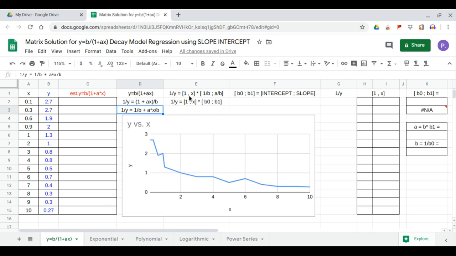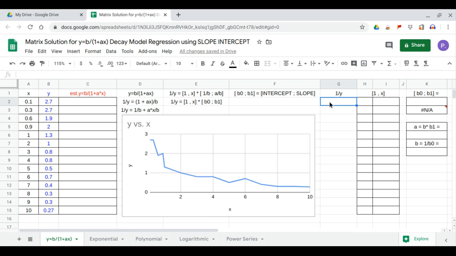Converting it into the matrix form, you have 1 over y equals [1, x] because we have factored out the reciprocals. And the reciprocal will be [1 over b; a over b]. And this second matrix, which is [1 over b; a over b], is in the form of [b0; b1], which is the intercept and the slope respectively.